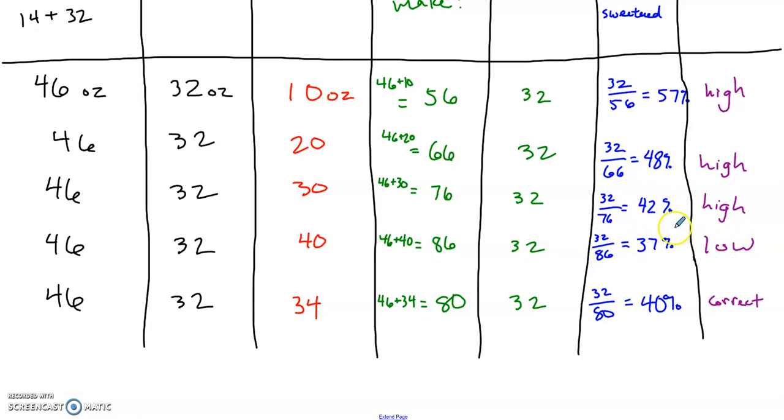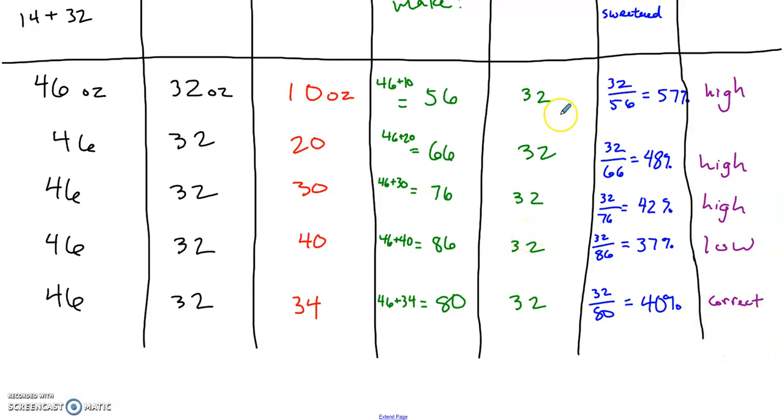So I know the answer is somewhere in between these two. But if you'll notice, I was closer with this guess than I am with this guess. So that's why I guessed a number closer to 30 than to 40. It's kind of in the middle of these, but closer to 30. That's why I guessed 34 next. So 34 plus 46 is 80, and 32 out of 80 is 40%. And that's the answer I'm looking for.